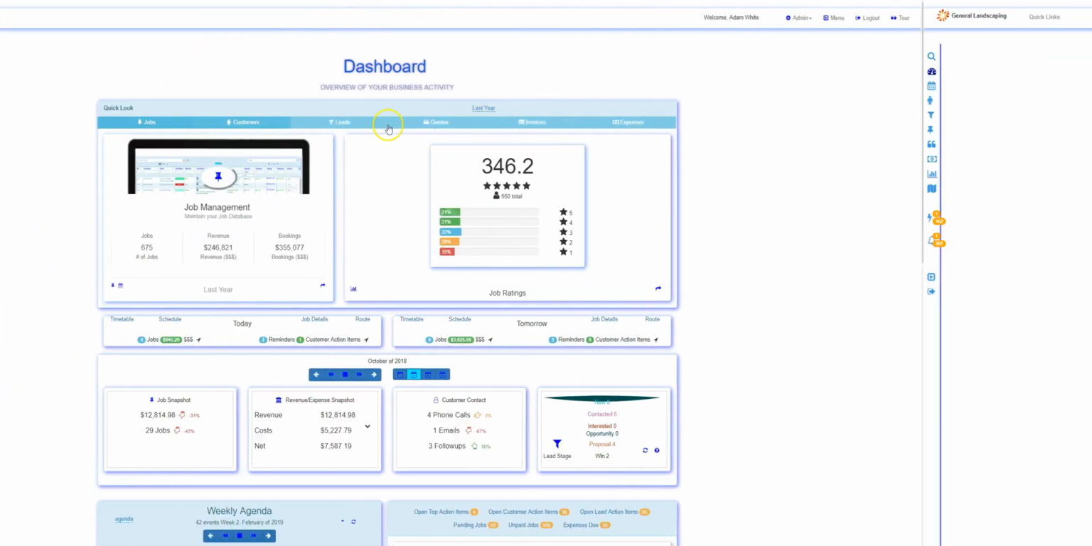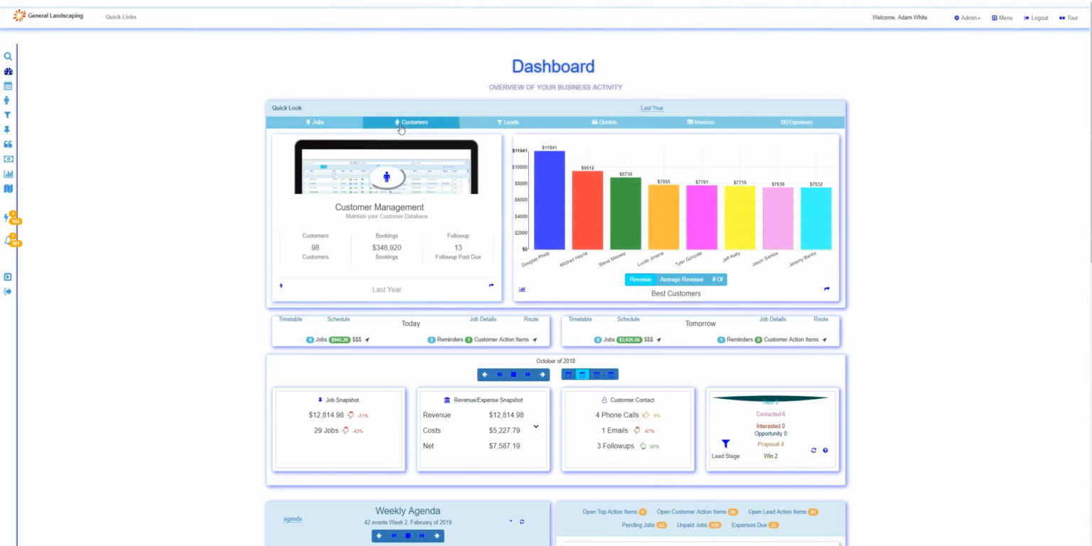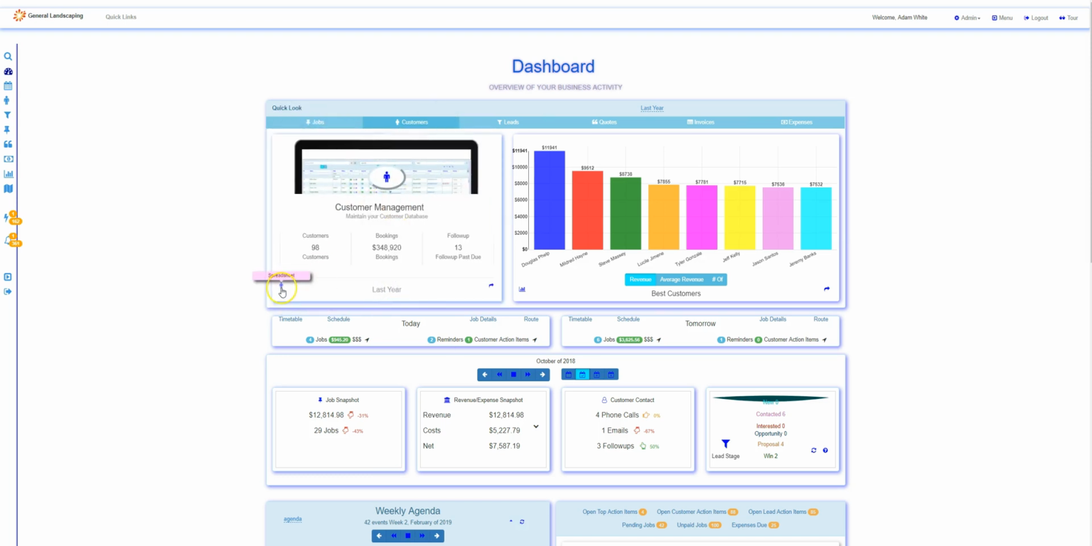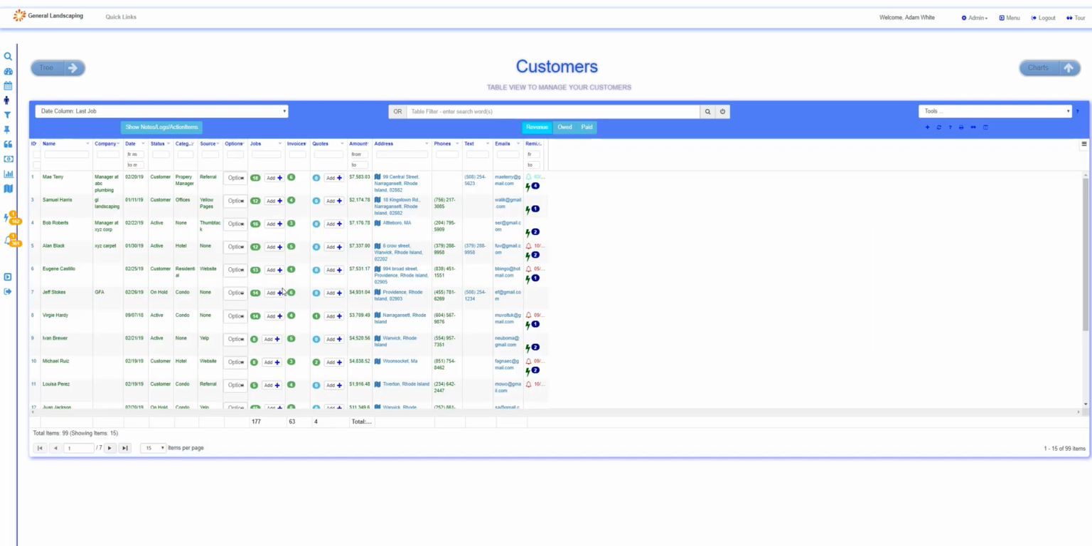All right, so if we change the Quick Look view to customers, we get a similar set of information, but this is now customer based. We see that we had 98 new customers last year, with a total bookings of almost $350,000, and there are 13 follow-ups past due. So reminders that need to be followed up on. And on the flip side, we see who our best customers were. So Doug provided us about $12,000 in business, Mildred about $9,500, and Steve $8,700. We can also jump to the customer table by clicking on the person icon.